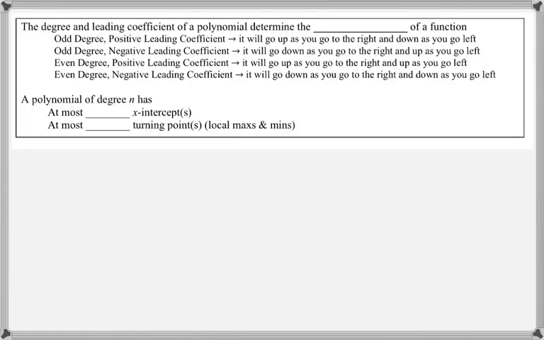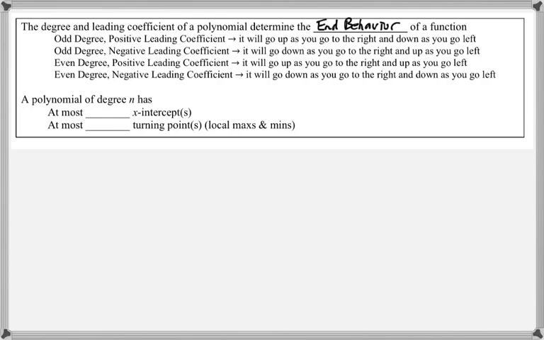So the behavior of polynomial functions is one of the main points of this section. It says the degree and leading coefficient of a polynomial determine the end behavior of a function. So that means as you keep going to the right on the graph, what is the function going to do? If you keep going to the left on a graph, what is the function going to do?